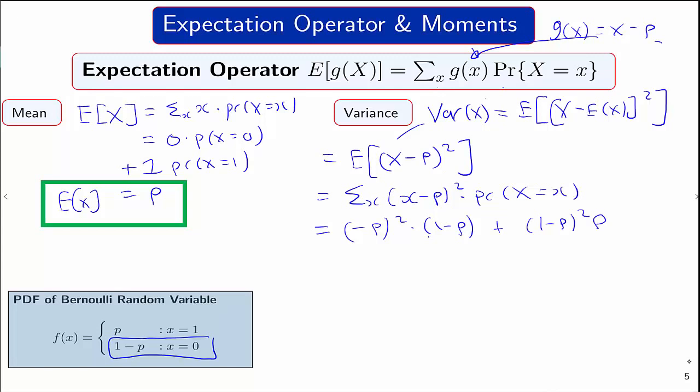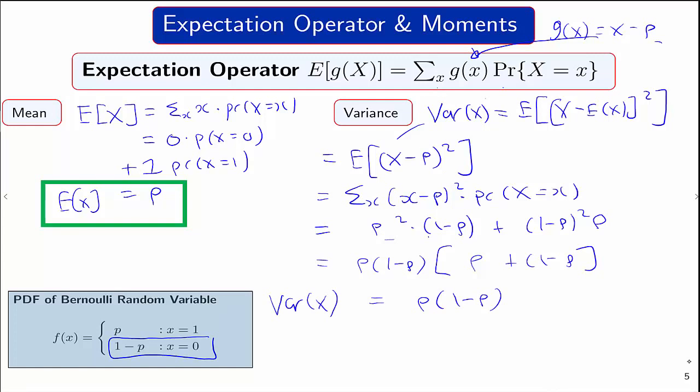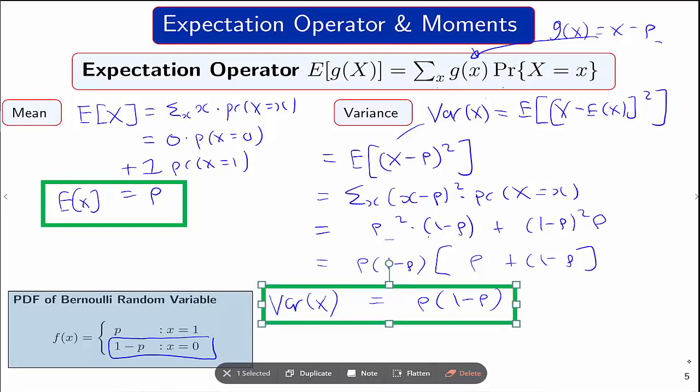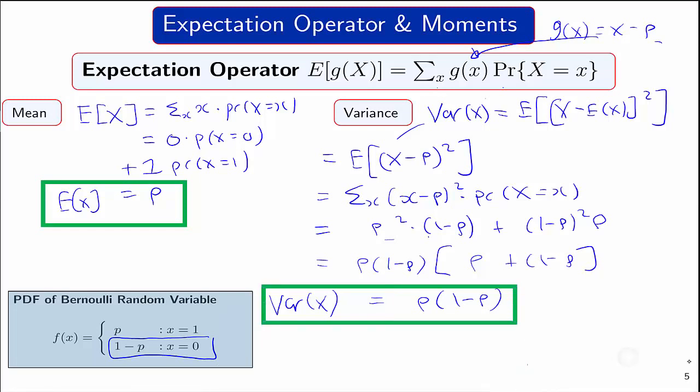We can then simplify. The minus drops out because it's squared, so we just get p squared times 1 minus p. So we can take p times 1 minus p outside the bracket, which leaves us p here and 1 minus p here, which sums to 1. Inside the bracket sums to 1. So the variance of a Bernoulli random variable is p times 1 minus p. Again, the expectation just takes the average of some function of x with respect to the distribution of that particular variable. We highlighted this for the Bernoulli case.